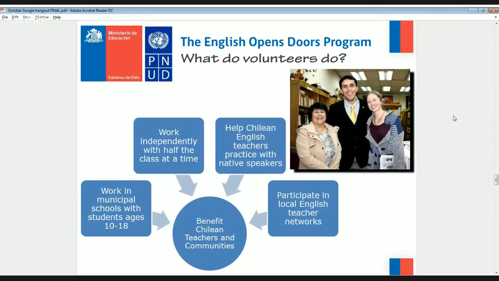These teacher networks are created in the various communities here, like throughout all of our regions of Chile, and they're comprised of Chilean English teachers in that community. The purpose is for professional development, support, idea sharing, and for creating all English activities for their respective schools.